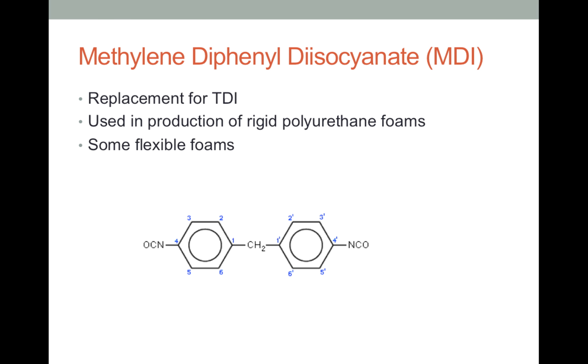MDI. The figure here shows the structure of MDI. MDI is used as a replacement for TDI, but it does not have a fast gelation rate like TDI. MDI is more commonly used in rigid polyurethane foam production. As mentioned before, rigid foams are used in insulation materials, and insulation made with MDI helps consumers save on heating and cooling costs and therefore conserves energy.